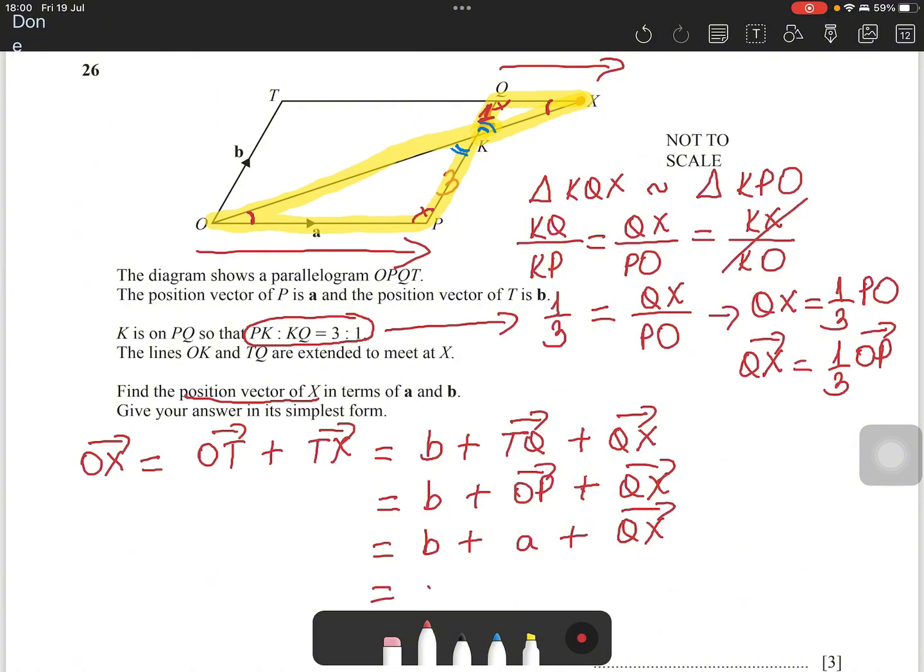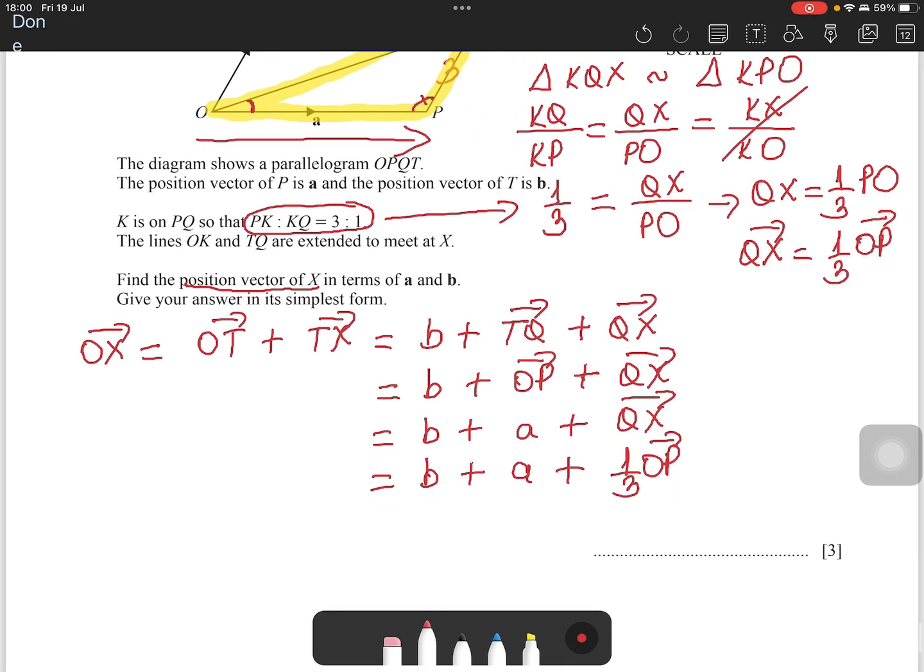So now we substitute everything into this. B plus A. QX is 1/3 of OP. And OP is A. So we write B plus A plus 1/3 of A. A plus 1/3 of A equals 4/3 of A. And we write B again. So this is the final answer. And this is the end of the test.